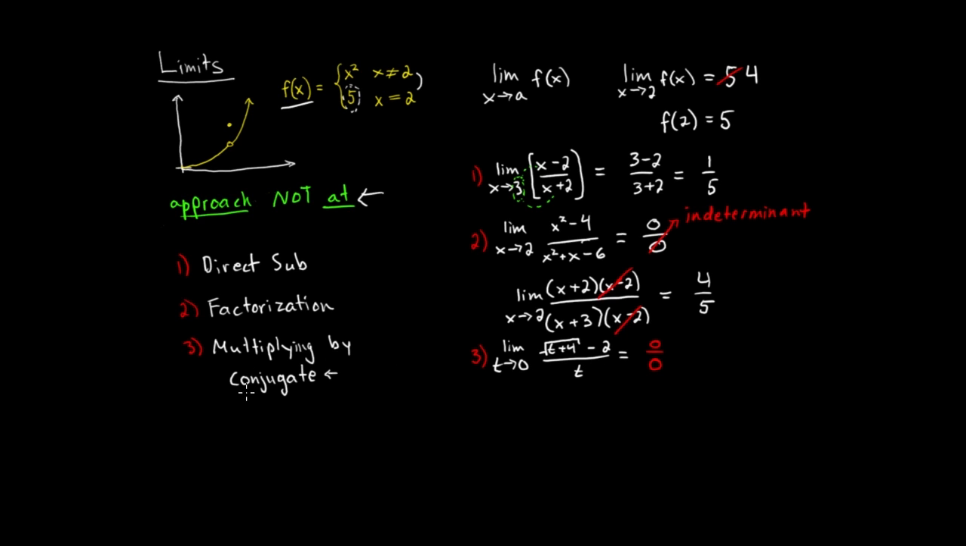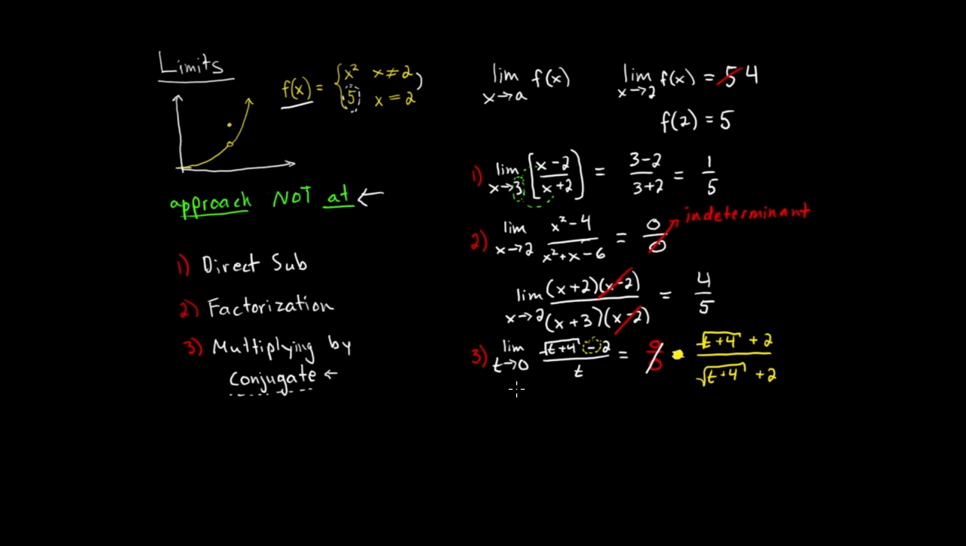Now, we said we wanted to multiply by this thing called the conjugate. And it's difficult to explain, but it's easy to see what it is. So I'm going to write it out, and then we're going to talk about it. So we're going to multiply by the conjugate, the square root of t plus 4, plus 2, over itself. And this should be a big multiplication sign, right? So we're going to multiply by the conjugate. What we did was we took this sign, flipped it, and then multiplied by the conjugate over itself, basically. So we're not changing the value of the function at all.